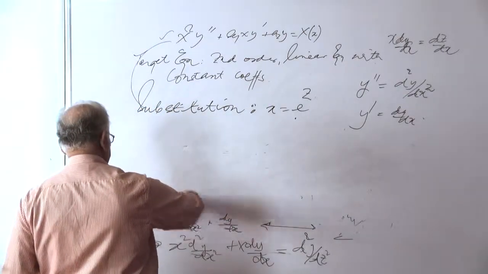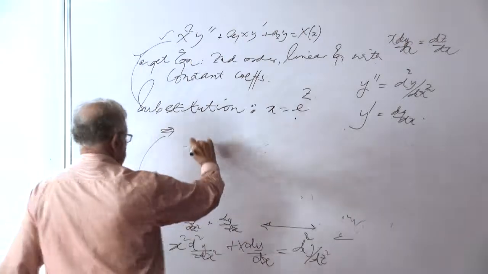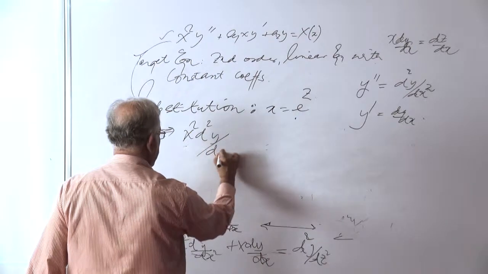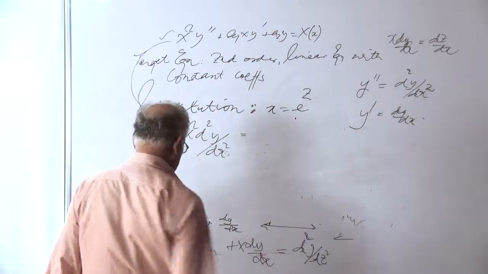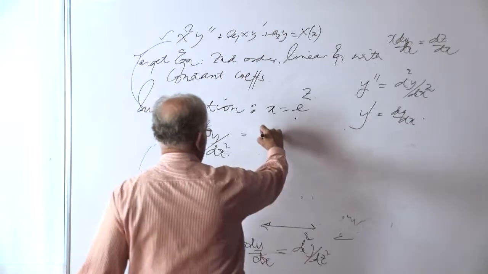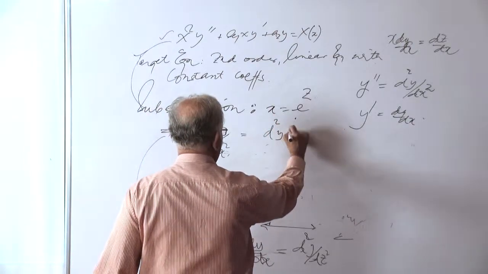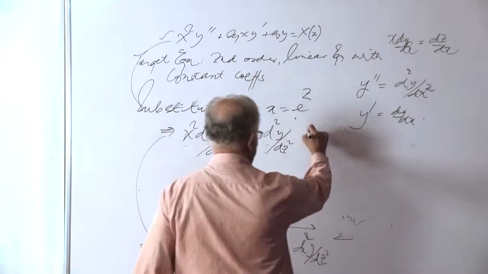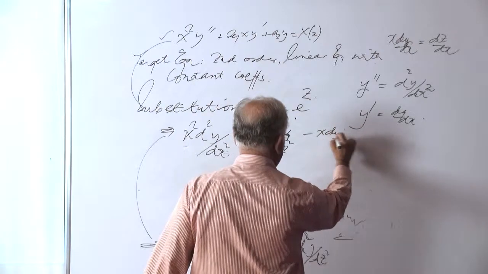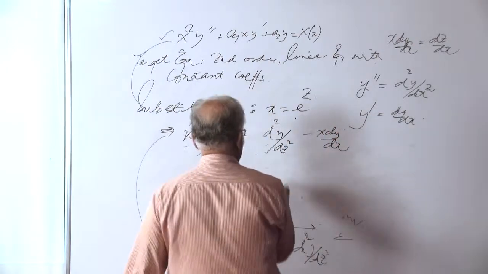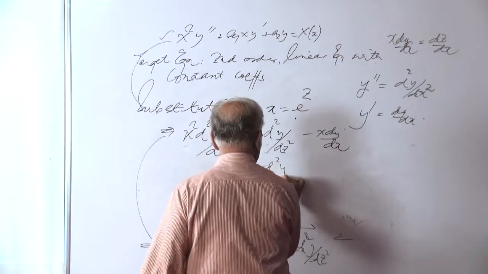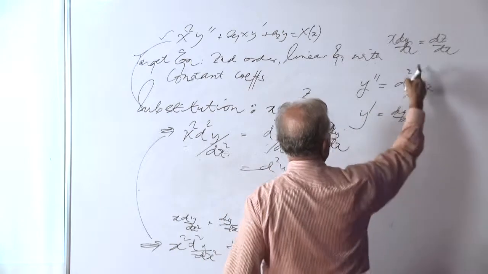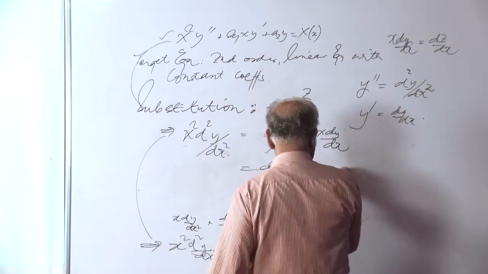So from here it is implied that x square d2y dx2 is equal to d2y dz2 minus x dy dx, and that is equal to d2y dz2 minus dy dz.